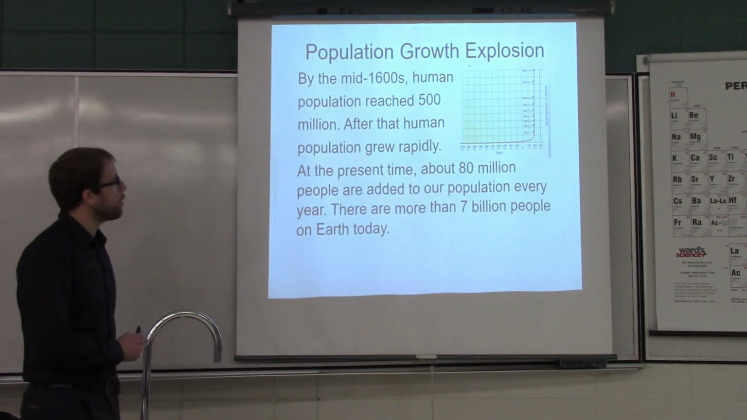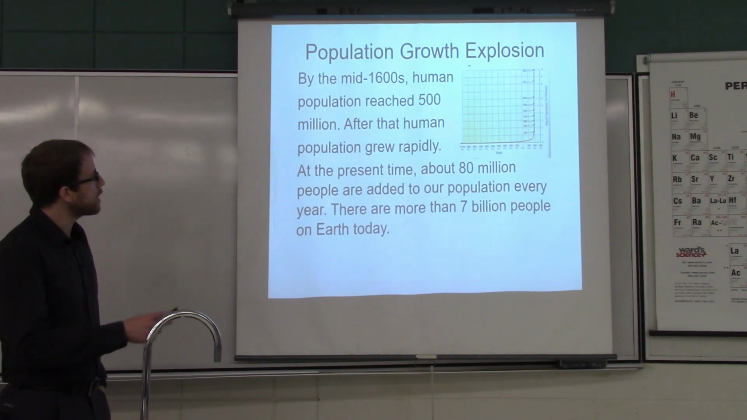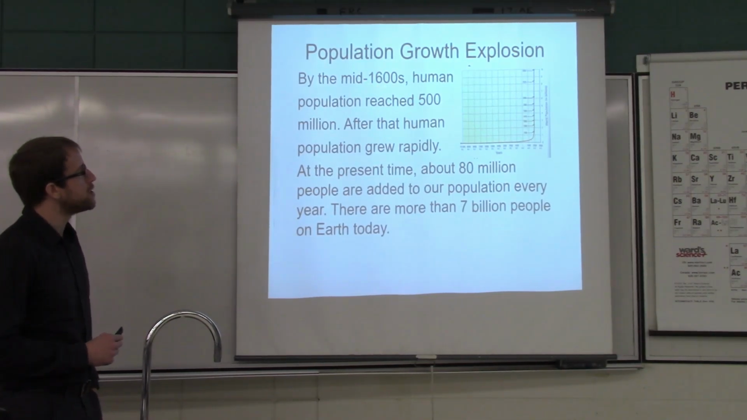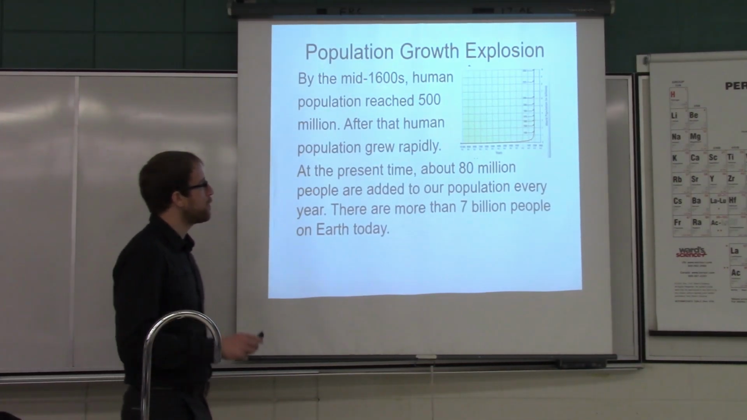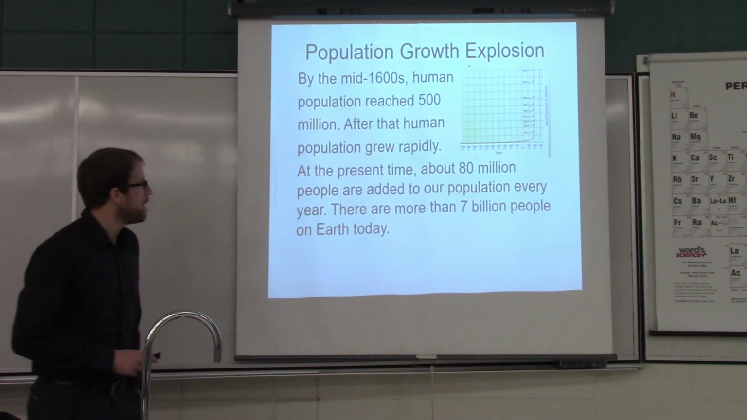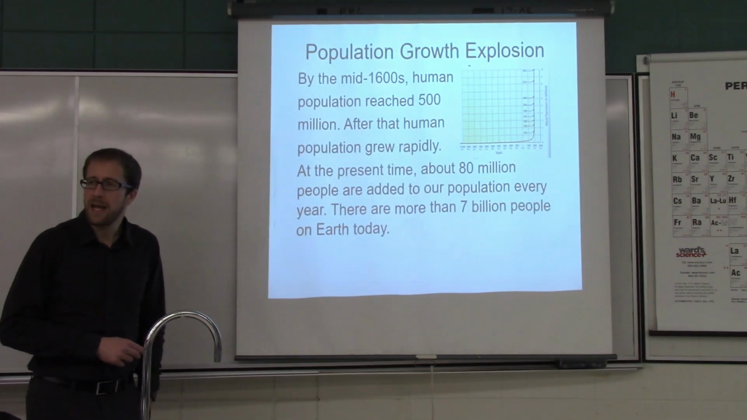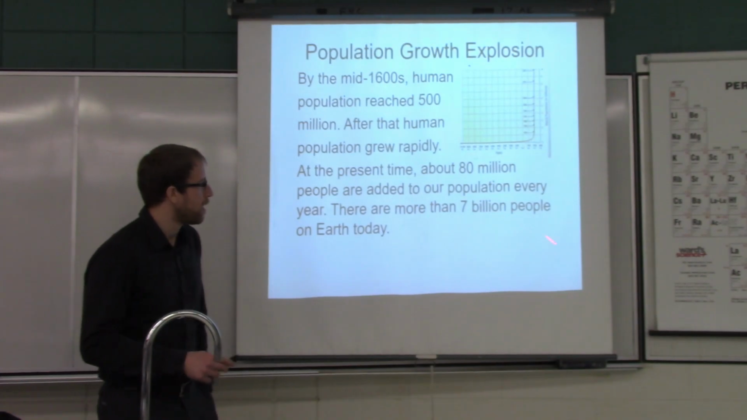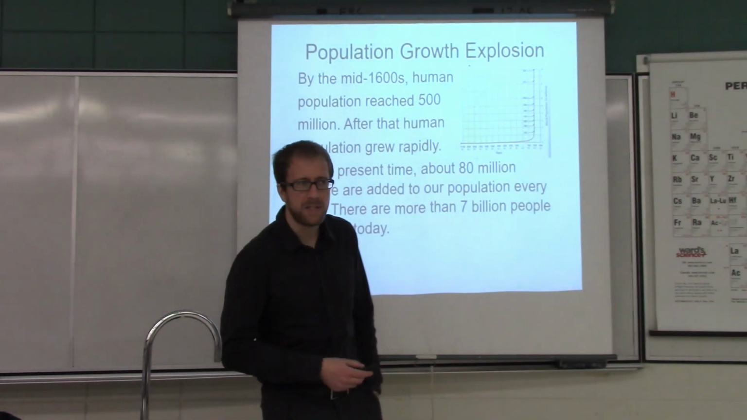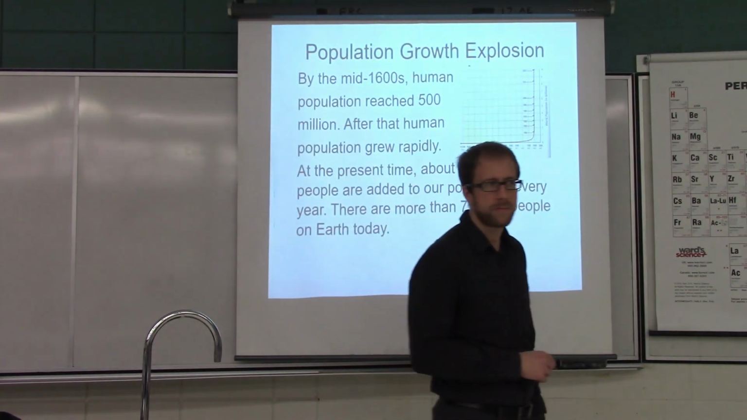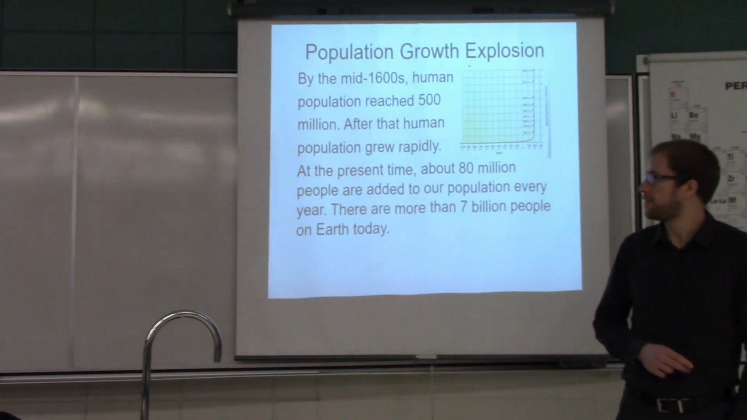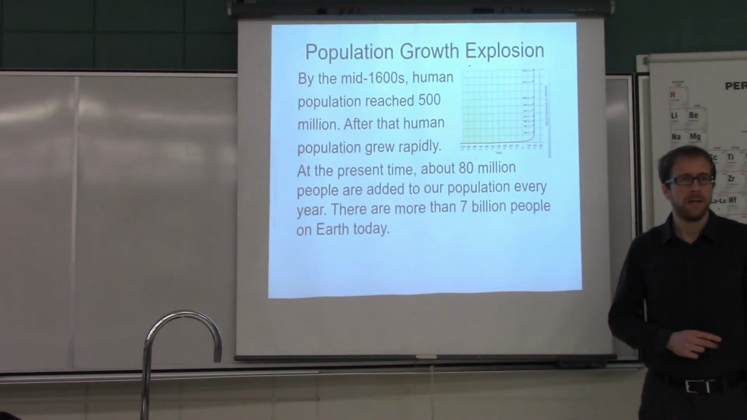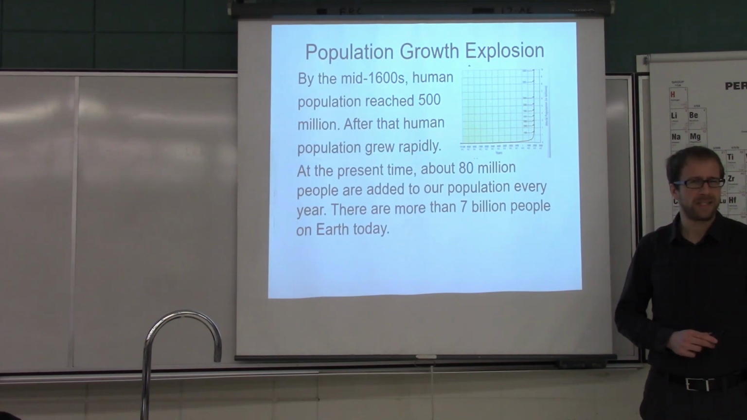Now, how much did our population explode? Well, if you go look at the mid-1600s, the human population was about 500 million. Now, what is it today? I don't have a very updated number here. Does anyone know what it is today? 9.8 billion. It's not that high. It's like 7.8-ish, I want to say, 7.9, something like that, billion people.